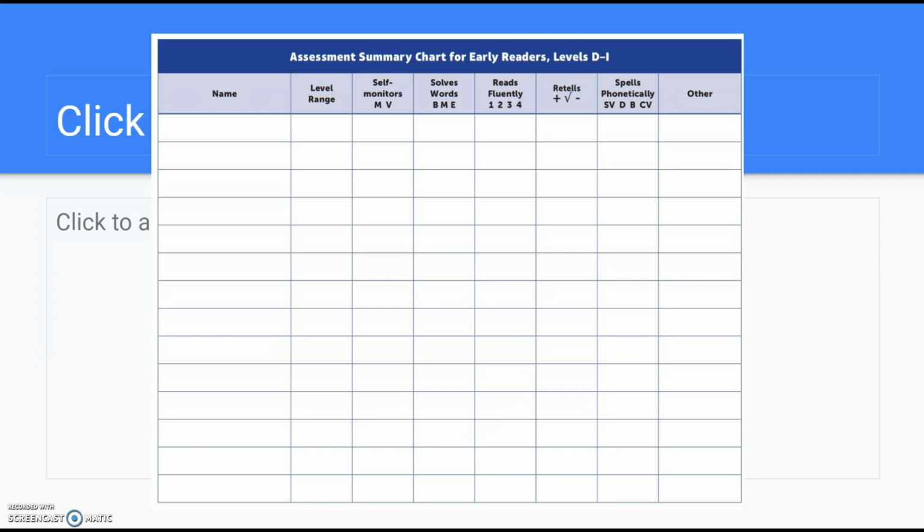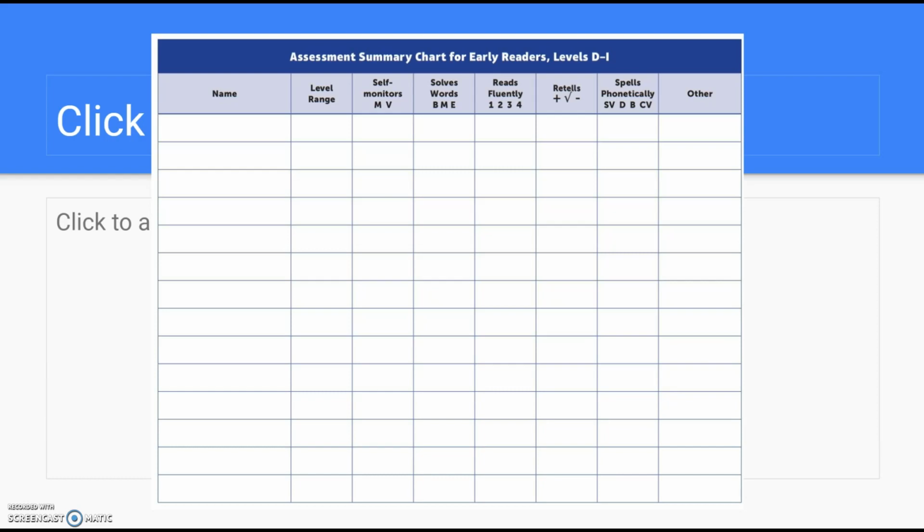In column 5, you're going to write about their fluency. You'll either write a 1, 2, 3, or 4. 1 is reading very slow. 4 would be reading fluent. Column 6, you'll write about their retelling. You'll either do a plus, check mark, or minus sign. Plus would mean complete and detailed retelling. Check mark would be adequate, and a minus would be limited.